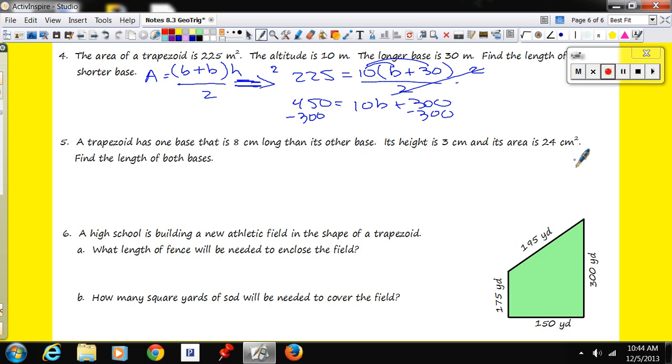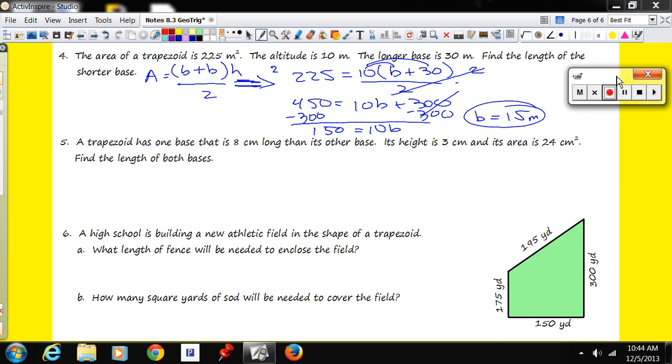And you'll get 10B is 150, because these 300s will cancel. And then when you divide by 10, B will be 15. So your shorter base is 15 meters. Your longer base was 30 meters. Your shorter base was 15 meters. So those would be your two bases.